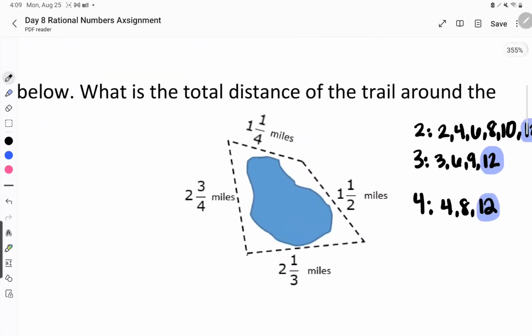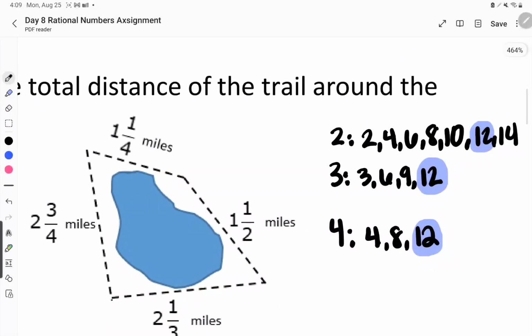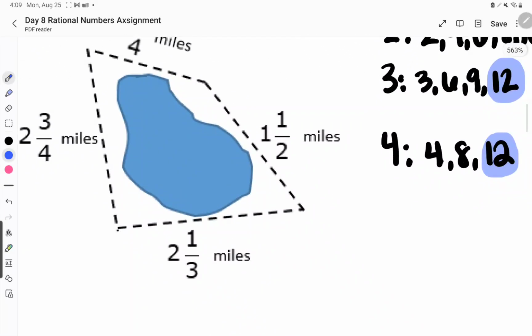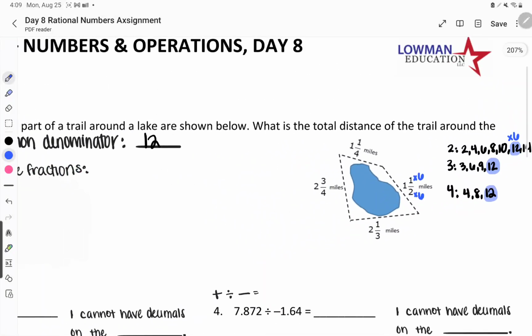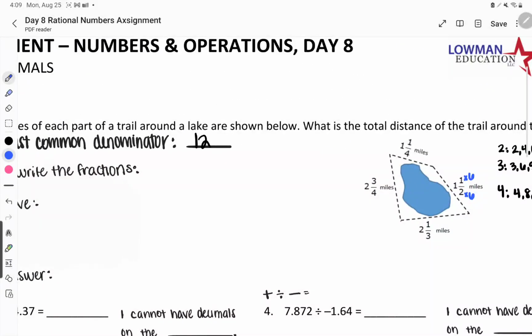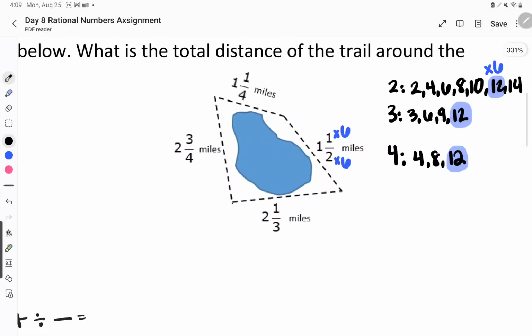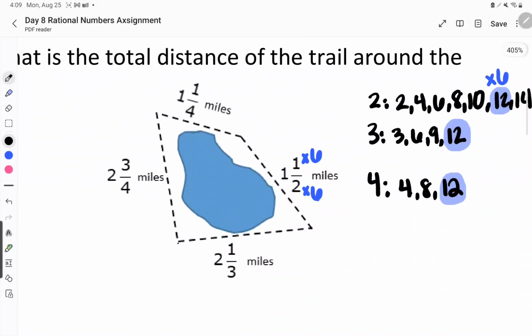Now, I have to rewrite each of these to have a denominator of 12. So how do I get from 2 to 12? I multiply times 6. So to this denominator right here, I'm going to multiply times 6. And if I multiply the denominator times 6, I also have to multiply the numerator times 6. So I would rewrite that as 1 and then 6 over 12. Plus, and then we'll have to rewrite the other numbers. So we'll do 2 1/3 next.